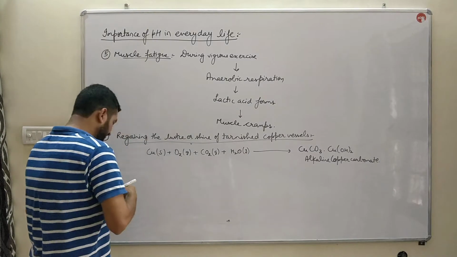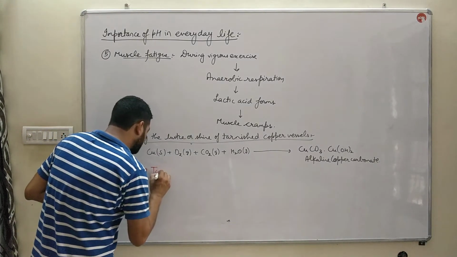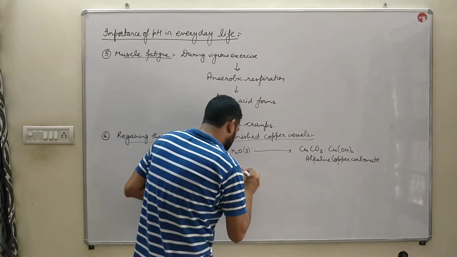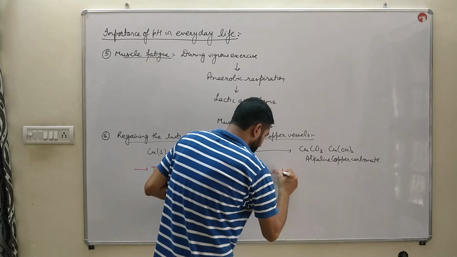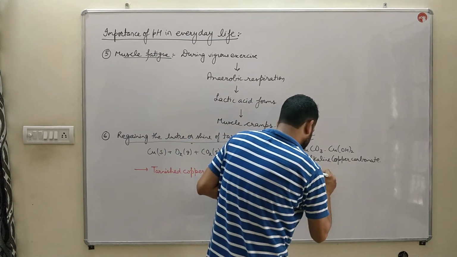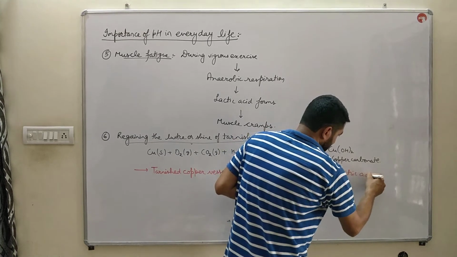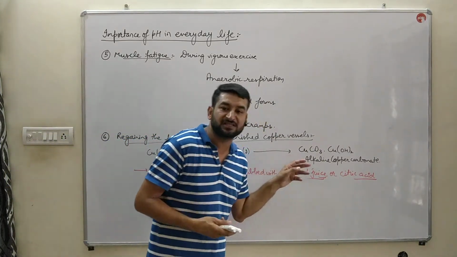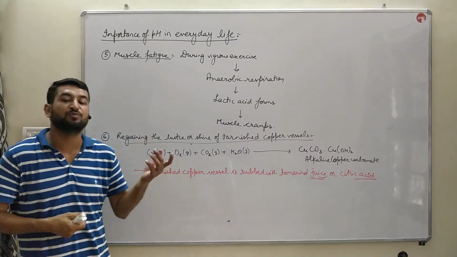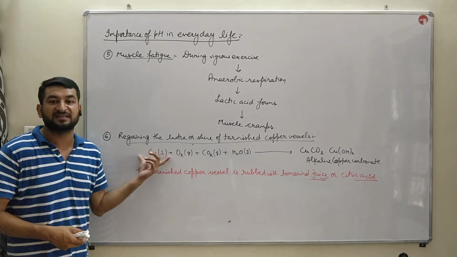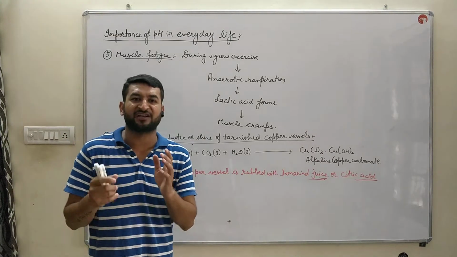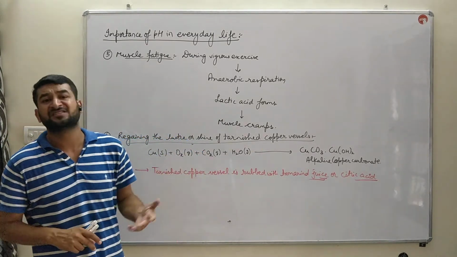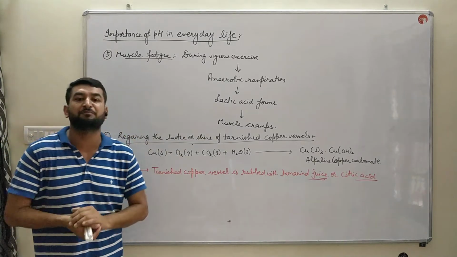So for treatment, for remedy, this tarnished copper vessel is rubbed with tamarind juice or citric acid, as these acids, tamarind juice contains tartaric acid. These acids react with that base, a neutralization reaction takes place, and this layer is removed, and again the reddish brown color of copper is regenerated, and hence we regain the luster of the tarnished copper vessel by rubbing it with an acid, that is tamarind juice or citric acid or vinegar. So these are the effects of pH in our daily life.